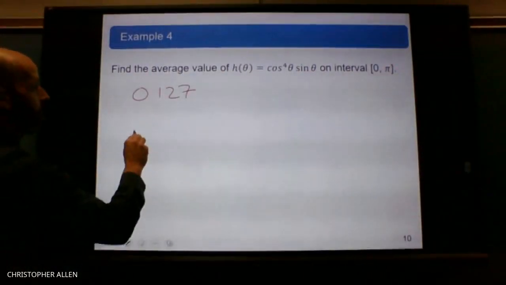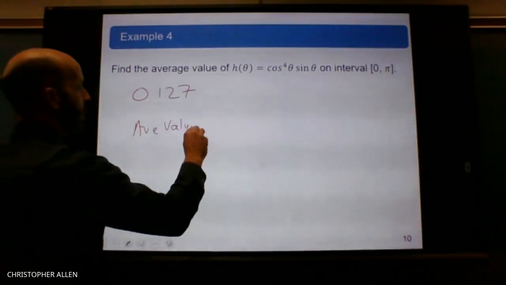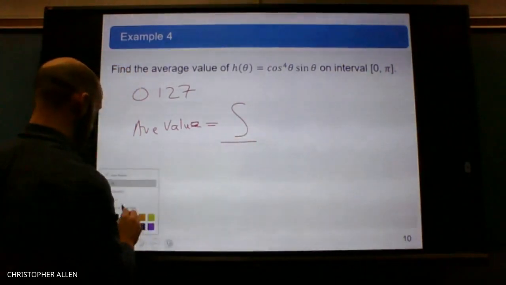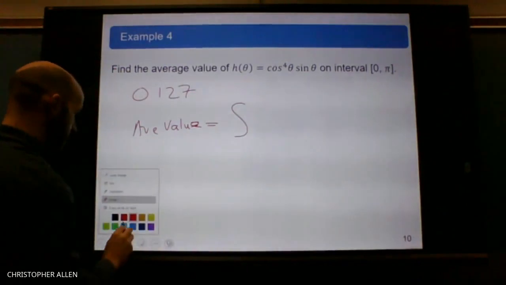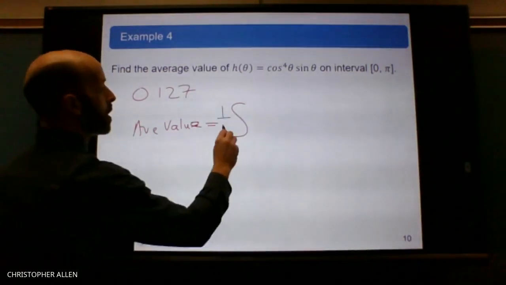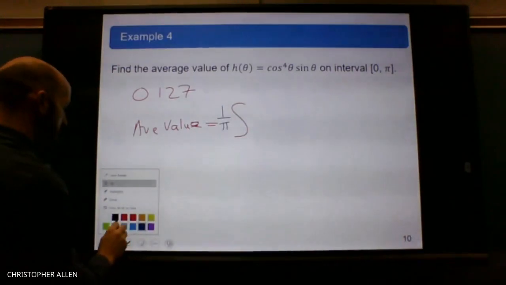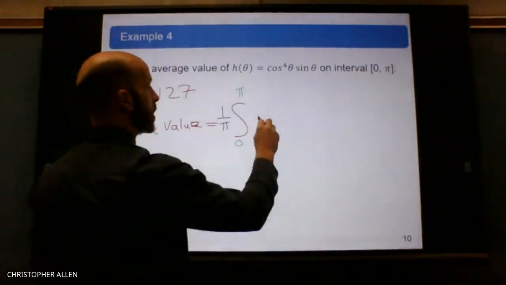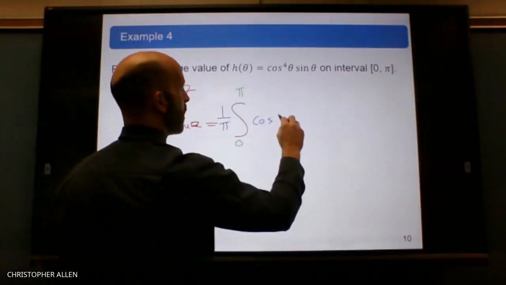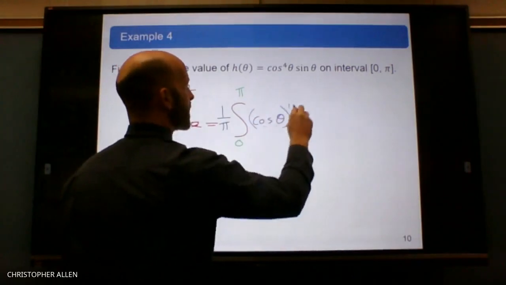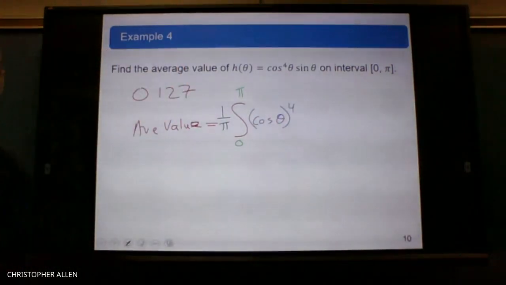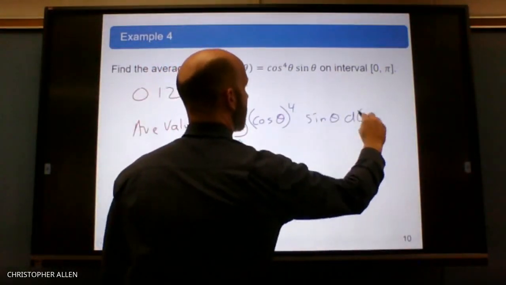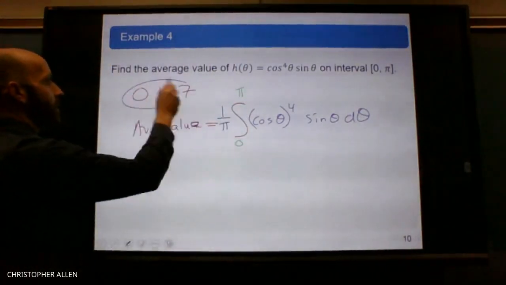To get the answer here, the average value is simply going to be the integral. Tell you what, I am not very good with this thing. And then I got to do 1 over pi. And then you're going to integrate this thing from 0 to pi. And then we're going to plug in our function here, cosine theta to the 4. This is how you would write it in your calculator, if you know how to use your calculator, times the sine of theta d theta. You would just type all that in your calculator and you'll get this answer.